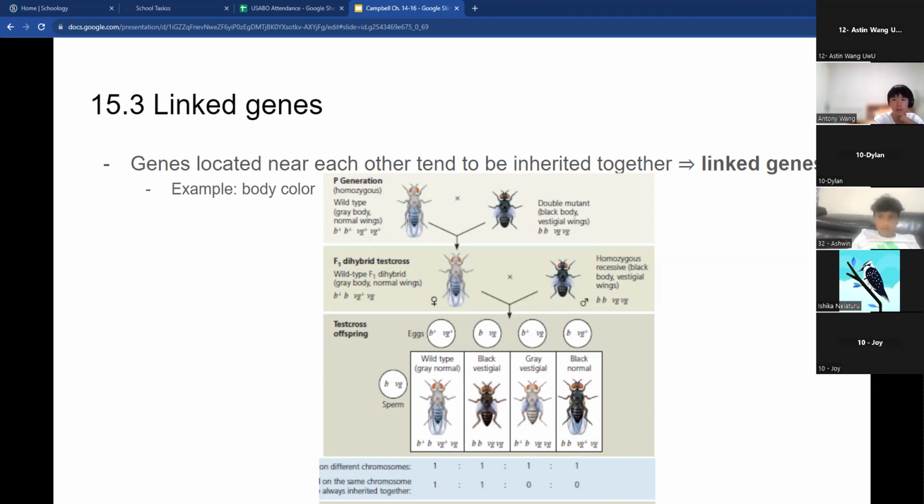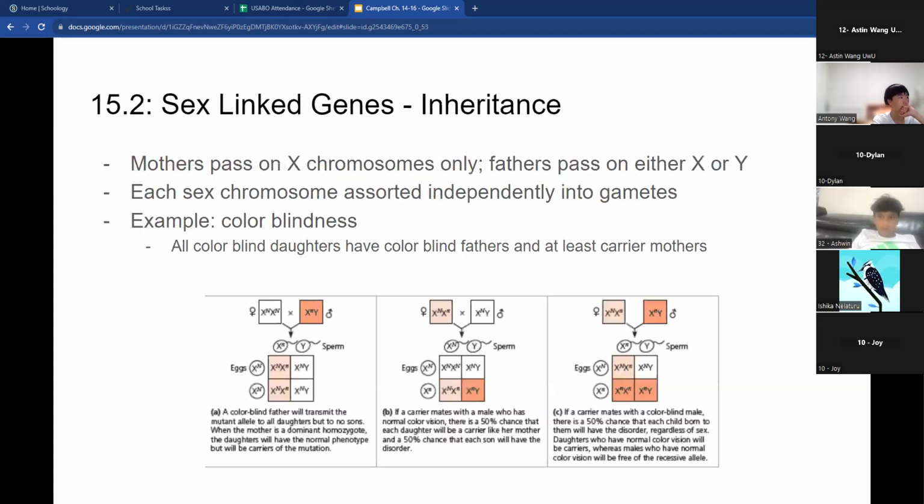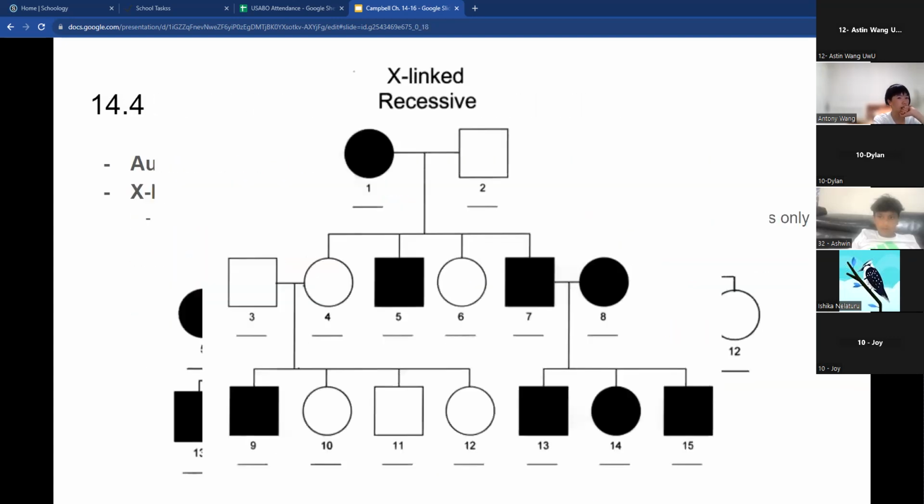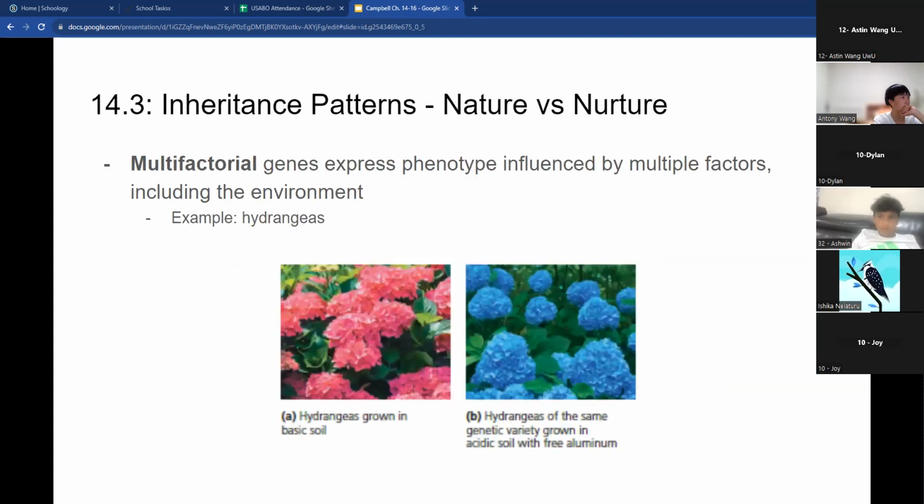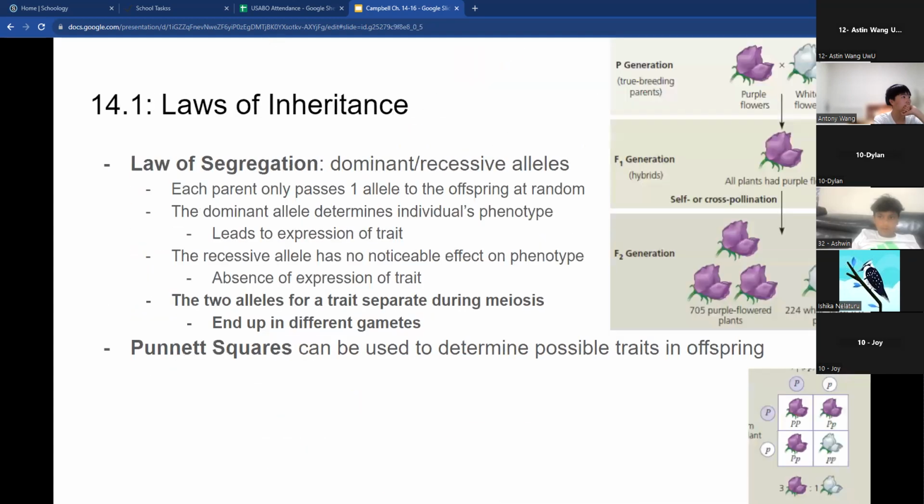If you had two albinos like that mated with each other, would you get an albino? If you have two albinos, oh, let's go back. Where is it? Albinism.